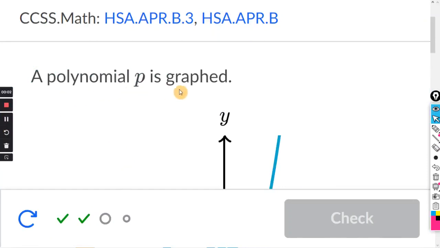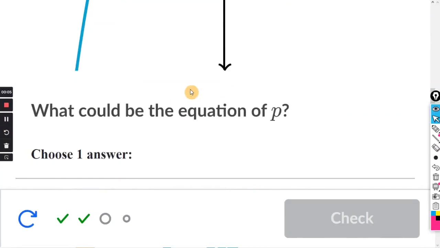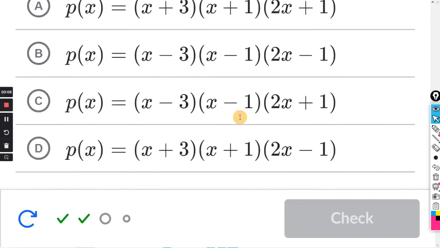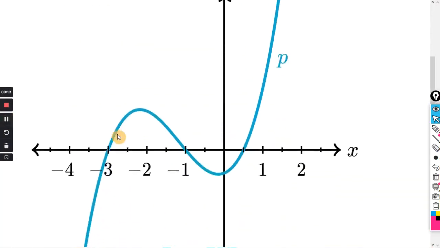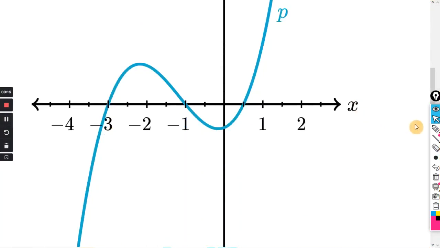Okay, it says a polynomial p is graphed. What could be the equation of p? So on this problem, we have to work backwards. Okay, and we're going to get the zeros from the graph. Remember, when you find the zeros, you basically set y equal to 0. Well, this x-axis here is the graph of y equals 0. So in order to find the zeros, all we have to do is go on the x-axis and see where the graph crosses the x-axis.